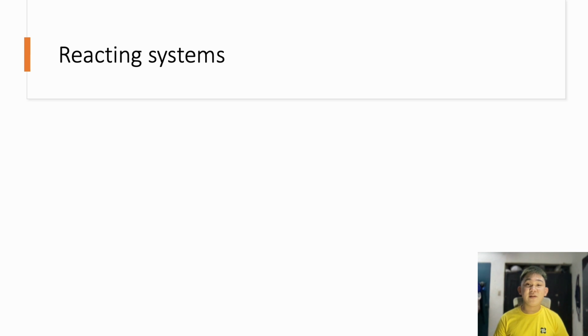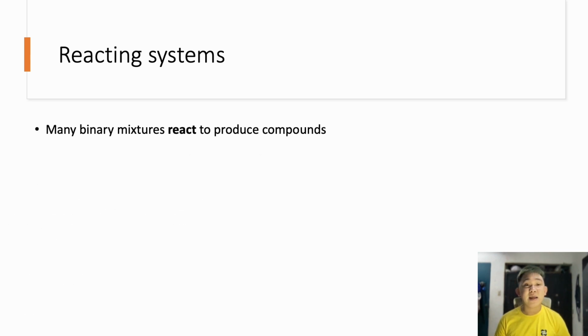Now that we have learned about the concepts, theories, and applications of eutectics, we are now ready to learn about reacting systems. These systems, as the name suggests, undergo reactions, unlike the preparation of alloys in our previous topic, which only includes the mixing of two solids or metals to form alloys. It is defined that many mixtures react to produce compounds.